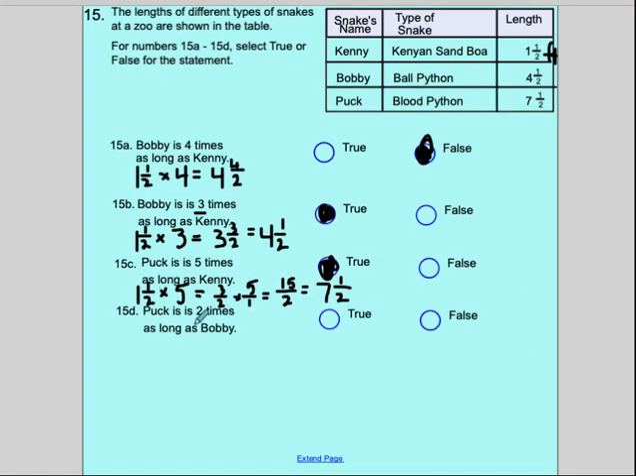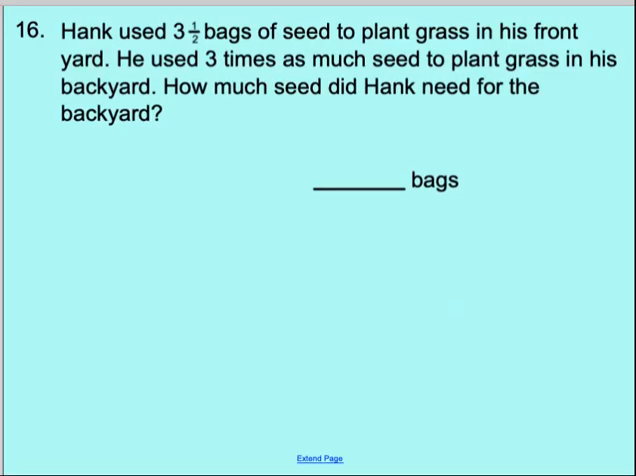Puck is 2 times as long as Bobby. All right, so if we multiply 4.5 times 2, will we get to 7.5? Guys, we can probably not even write that out because 4 times 2 is 8. So automatically it's not going to be true. So let's just go ahead and mark false. All right, let's do the next one.